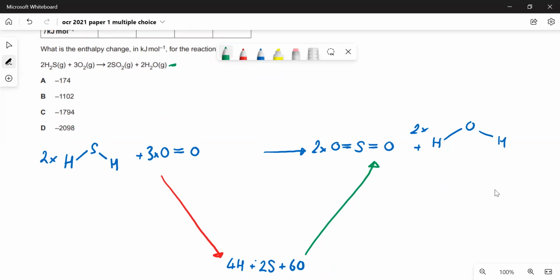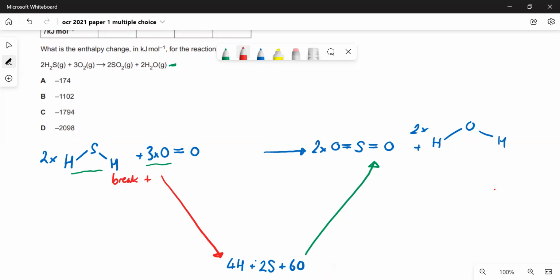Right, so on the left, we've got the hydrogen sulfide and the oxygen. On the red arrow, we're going to break all of those bonds, which is, of course, endothermic. So that's going to be positive signs. Well, what bonds are we breaking there?